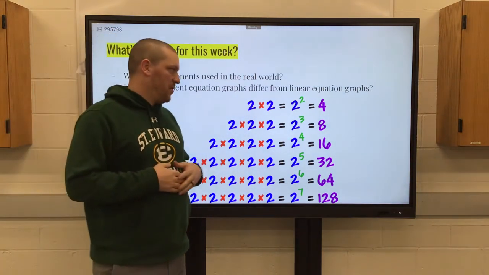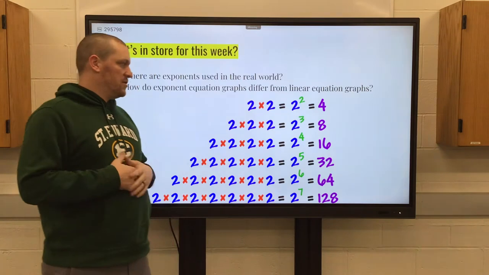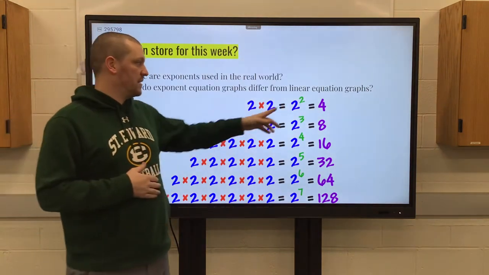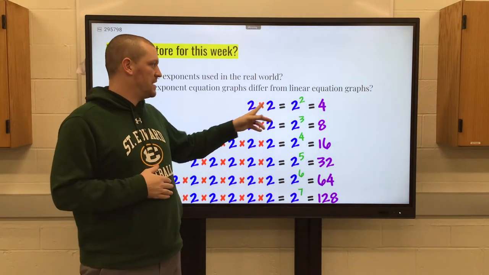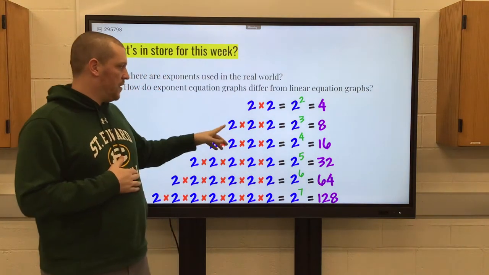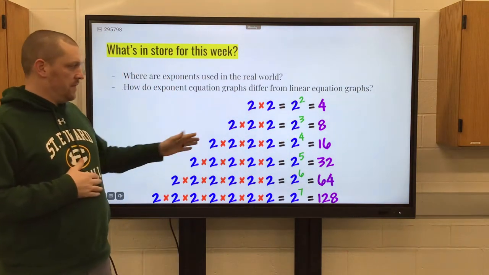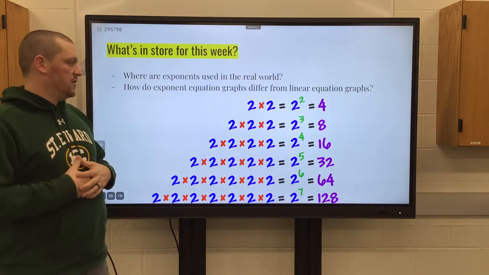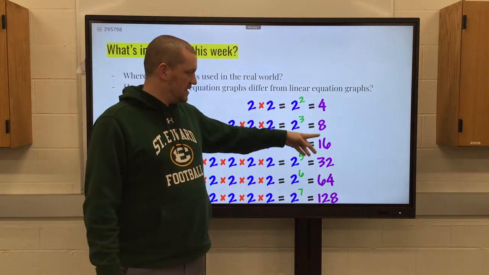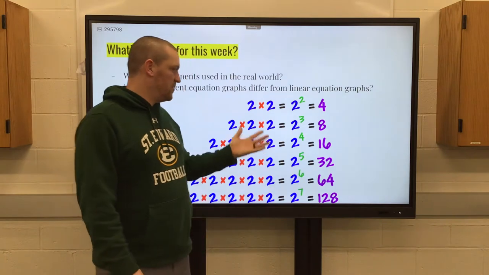If you haven't seen exponents before, exponents deal with just multiplying. So if you have something like 2 squared, that just makes it 2 times 2, which is 4. If you multiply 2 by itself 3 times, that's 2 to the 3rd, which is 8. 4 times is 2 to the 4th, which is 16. Just kind of look at it every single time. It's just doubling itself when you take 2 to some power.